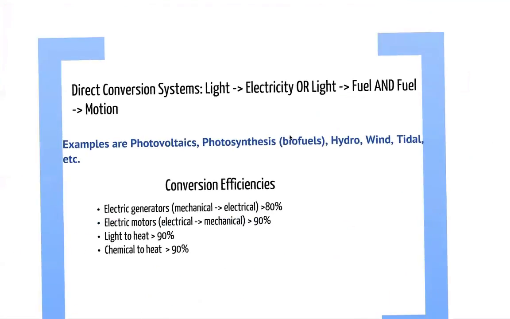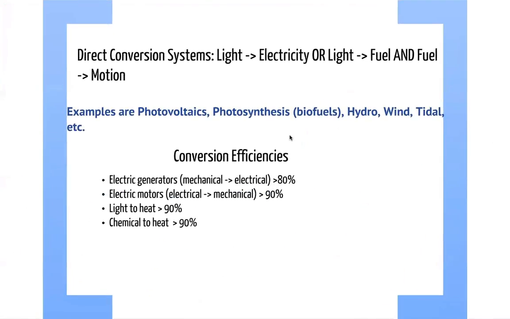Okay, so those systems are essentially generalizations of heat engines, but for us, the most important ones to think about are direct conversion systems, where the light is directly converted to electricity, which is photovoltaics, or the light is converted to fuel, and then the fuel is converted to some energy, motion, electricity, and so on.